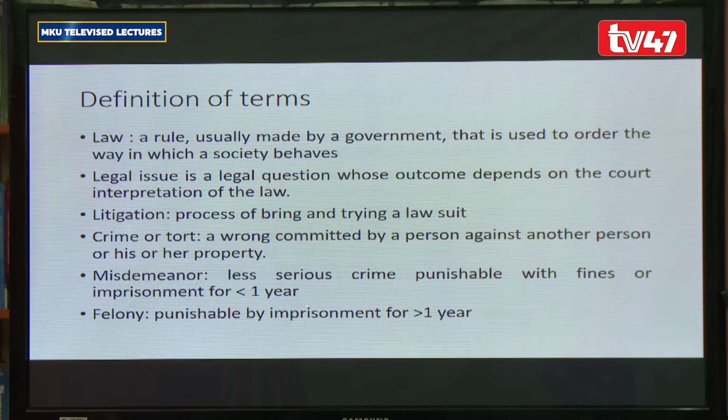So what is a legal issue? As we've seen with ethical issue, a legal issue is a legal question whose outcome requires a court to make a decision by interpreting the law. And we will learn more about legal issues in community health nursing and how law will help us interpret whether a nurse has committed a legal issue or not.